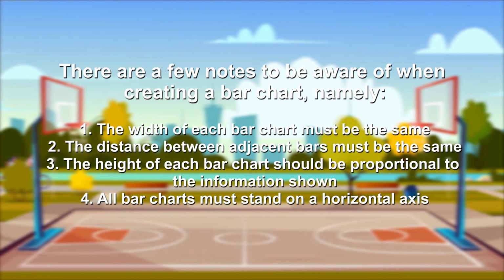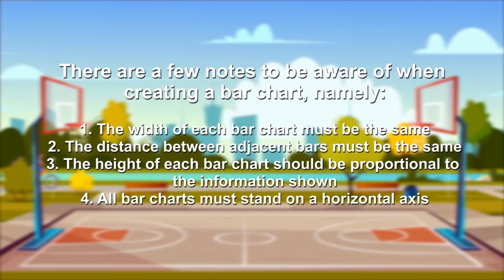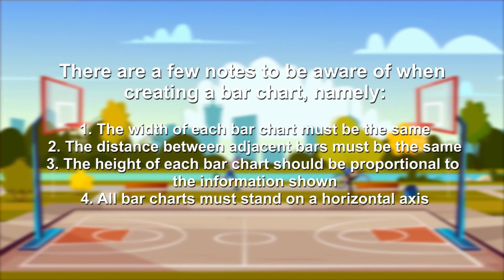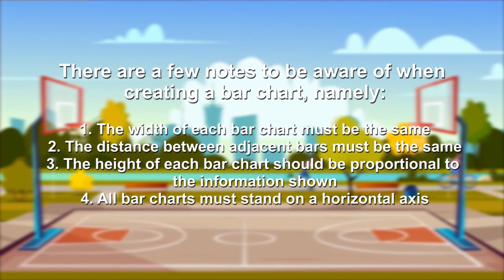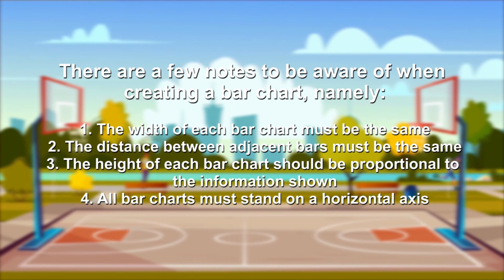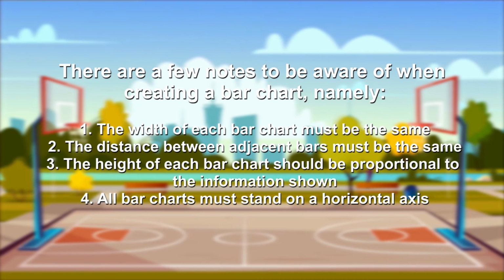The third point, the height of each bar should be proportional to the information shown. It also means that if you have data and you represent it in a diagram, one bar compared to another should reflect the data proportionally, so it can be easy to understand and easy to read the data from the diagram.